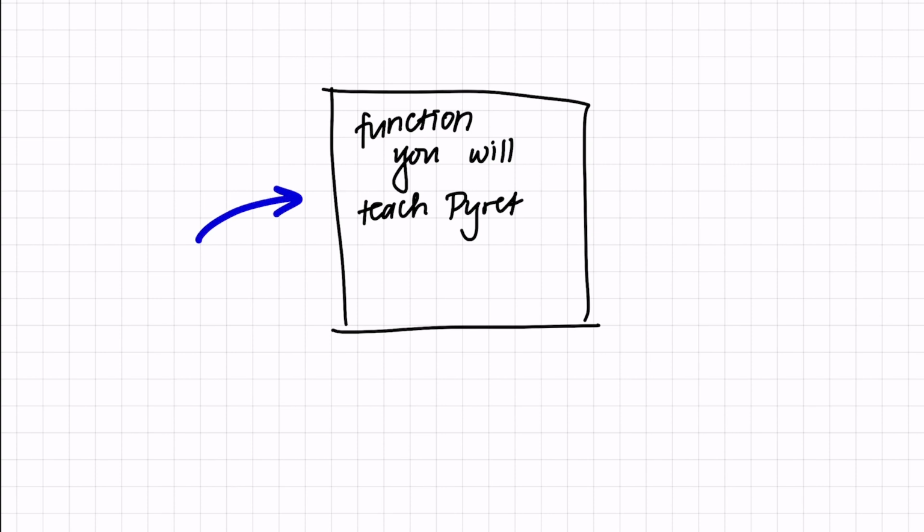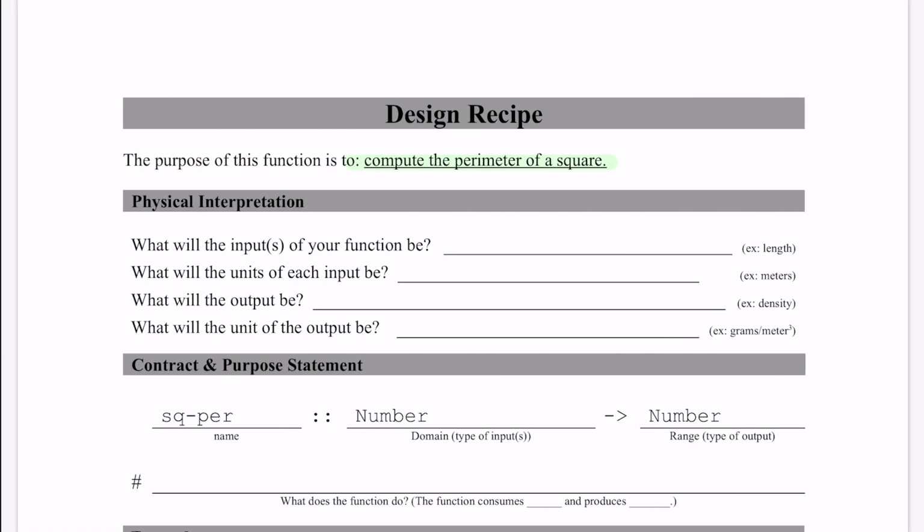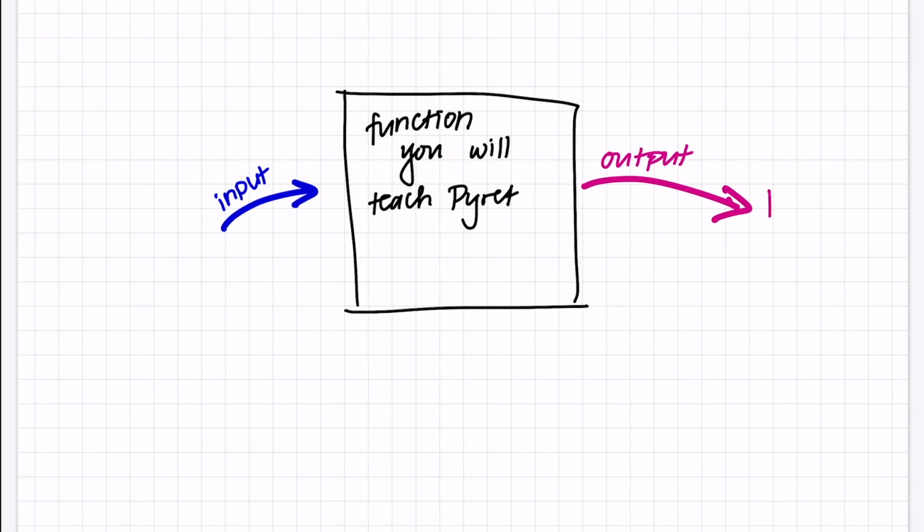This function will have an input. We're going to give Pyret some sort of number, and then the function will compute it, and we're going to get an output. Based on our design recipe, our output is going to be the perimeter, because that's what it says in the purpose of our function: to compute the perimeter of a square. We have to be specific because sometimes it's going to be different for each shape. Our input will be the side length of that square.